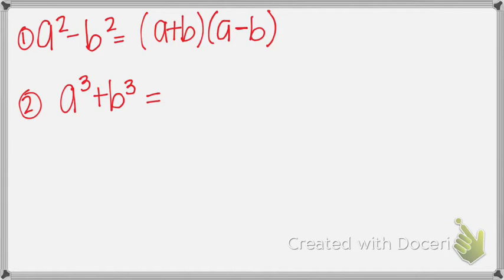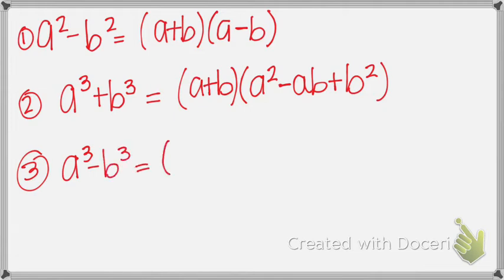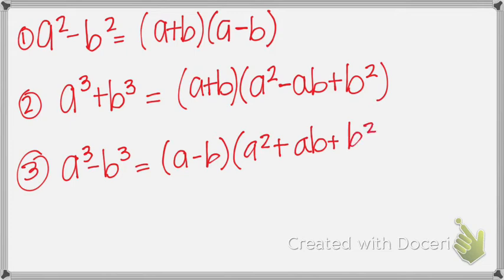Sum, because we're doing what? We're adding, right? So that would be A plus B, A squared minus AB plus B squared. And then the last one is going to be the difference of cubes. Okay, I'm going to erase them.